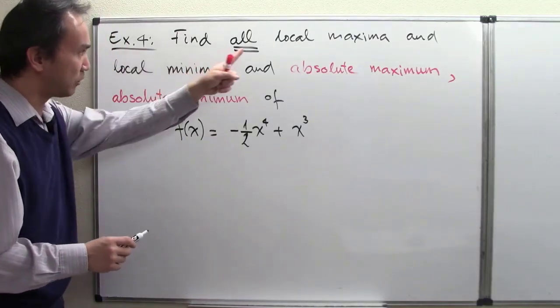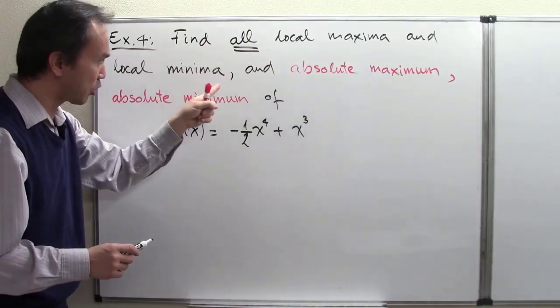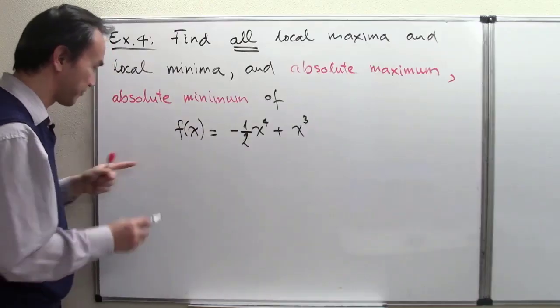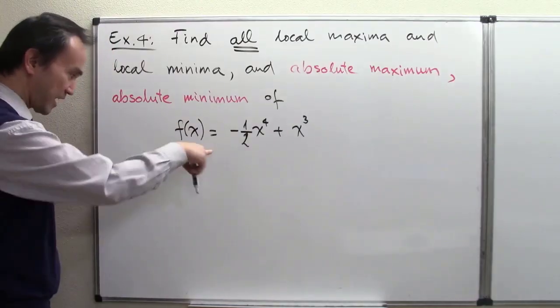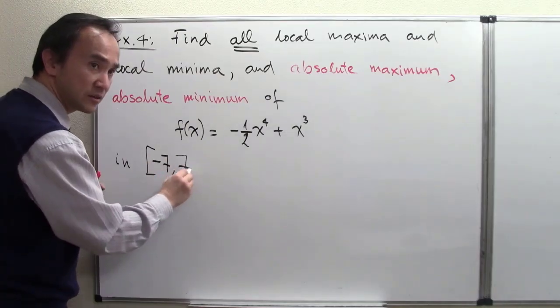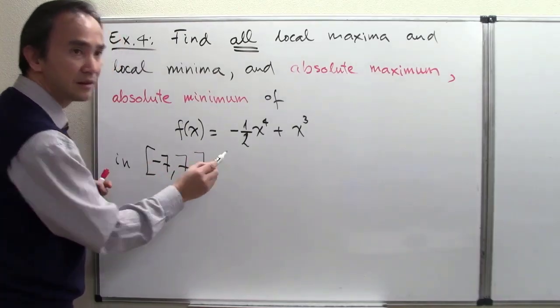We want to find all local maxima and all local minima and the absolute maximum and the absolute minimum, right? For that function, inside of the interval from -7 to 7.